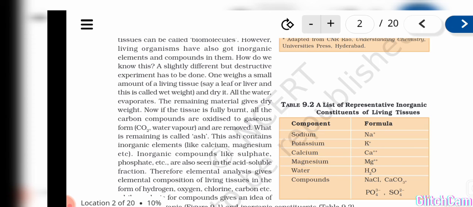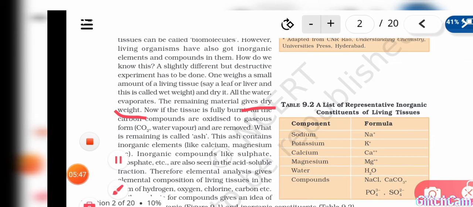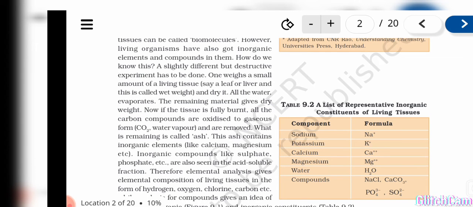And when you dry it properly, when all the moisture content evaporates, then what is left is the dry weight. So wet weight and dry weight is clear. Wet weight means when you collect a tissue and weigh it, it will have the water content or moisture content, that is known as the wet weight. And when you dry it, and all the water content is evaporated, the remaining material is known as the dry weight. Understood?